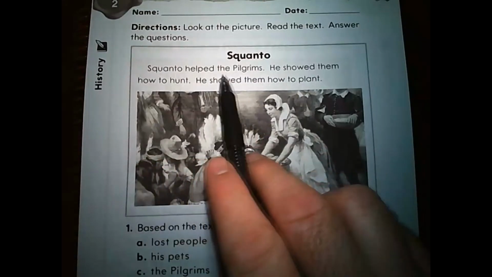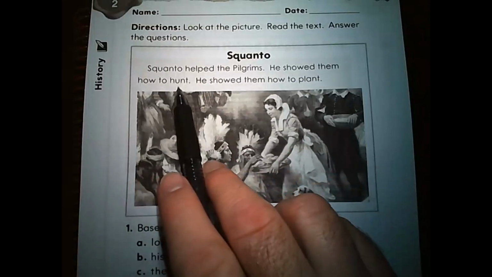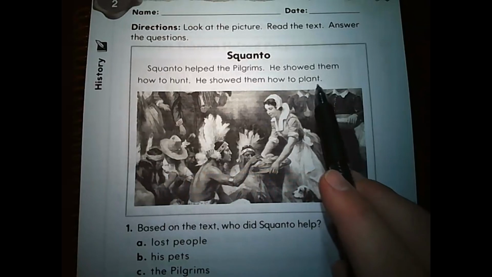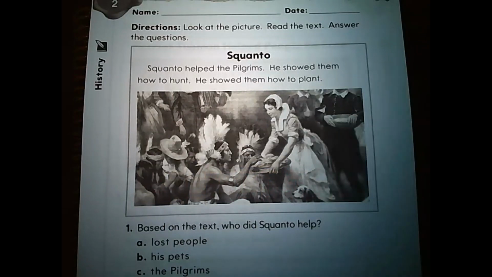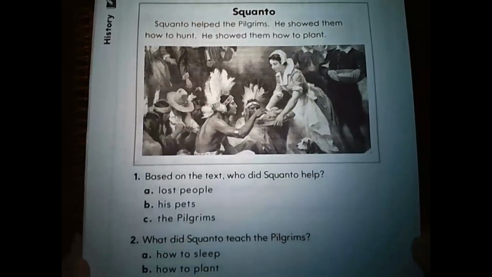Squanto helped the Pilgrims. He showed them how to hunt. He showed them how to plant. Sounds like a pretty helpful guy. Okay. Let's look at our questions about Squanto.